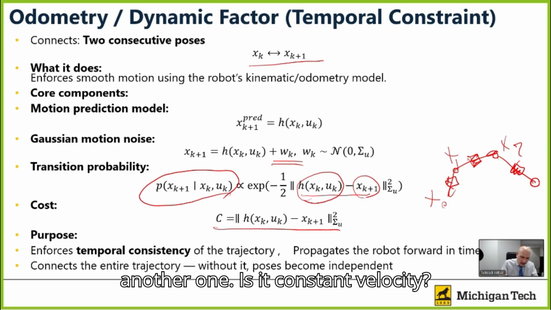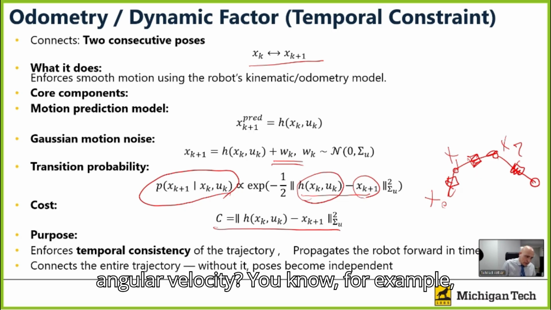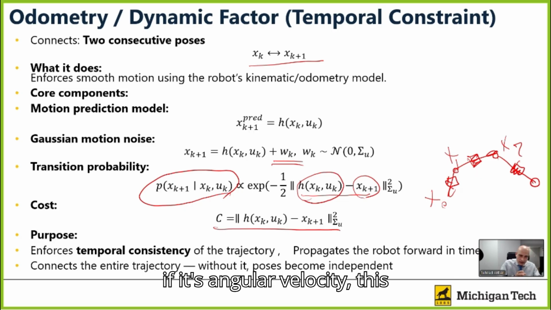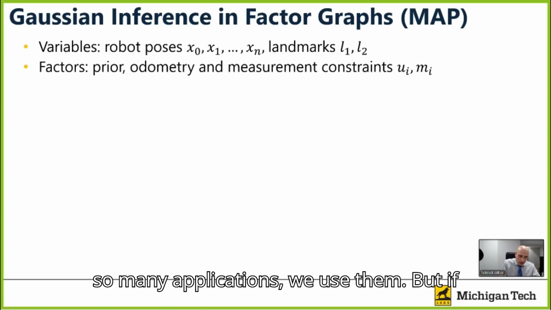Is it constant velocity? Is it constant, I don't know, angular velocity? For example, if it's angular velocity, this transformation is not linear, because it has sine and cosine inside. Okay, these three factors are used a lot. For so many applications we use them.